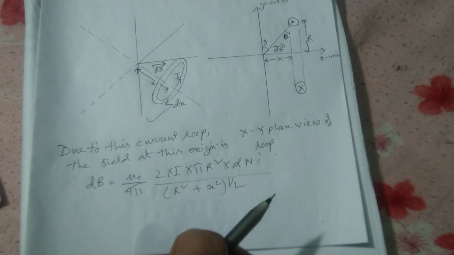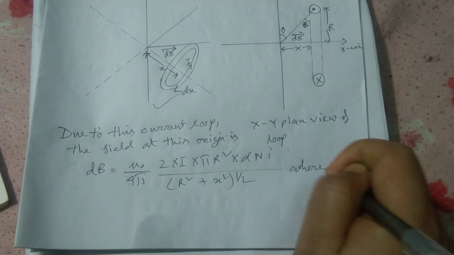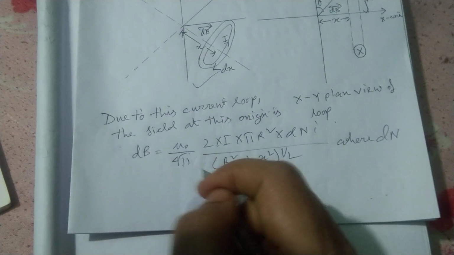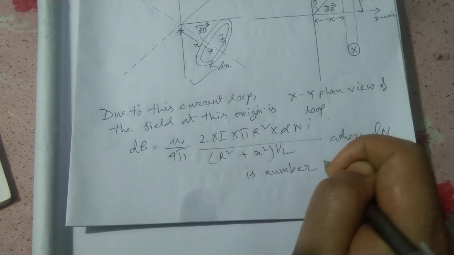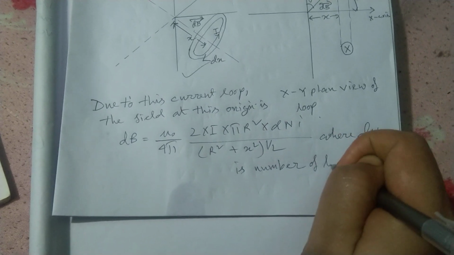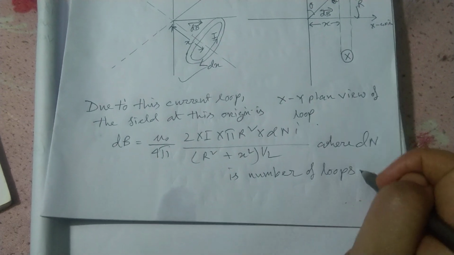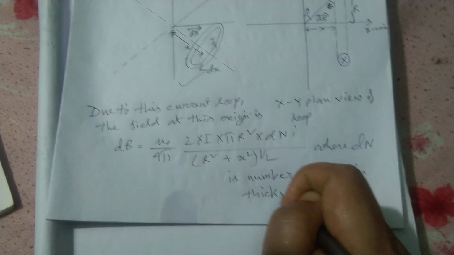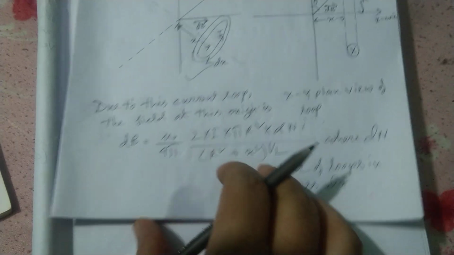Where dn is the number of loops in thickness dx. So this is the total dB.